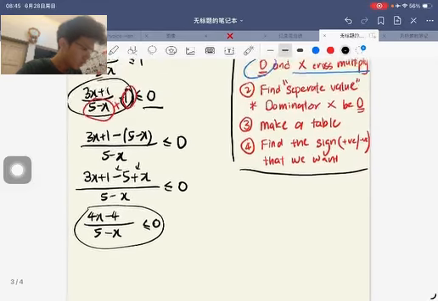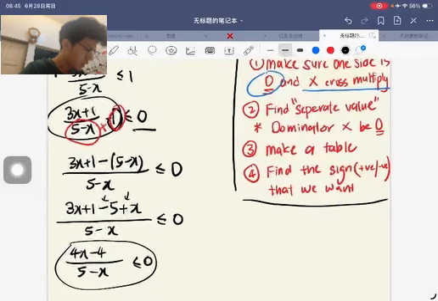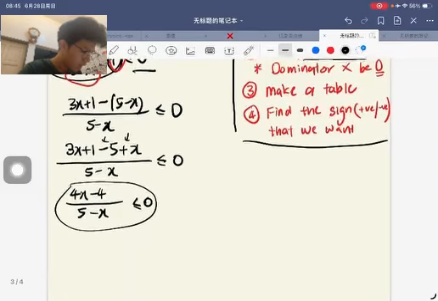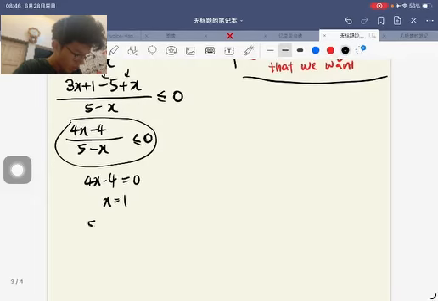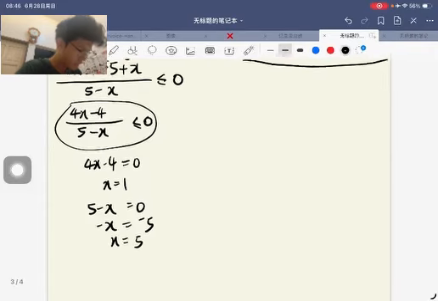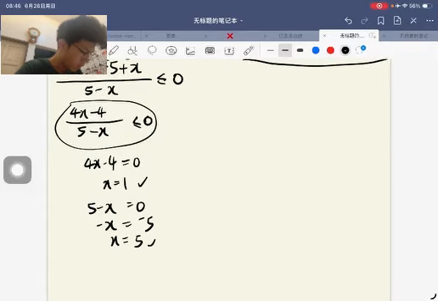So the next step is, we need to find the separate values. So how do we find? We just find from this equation. 4x minus 4 equal to 0, so your x is equal to 1. And 5 minus x equal to 0, so your x will be 5. This is your separate value.